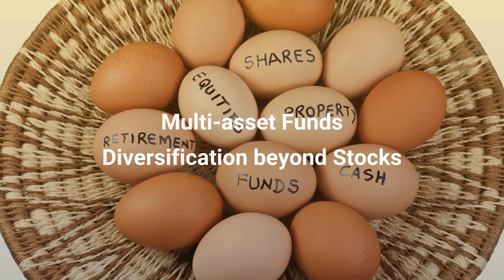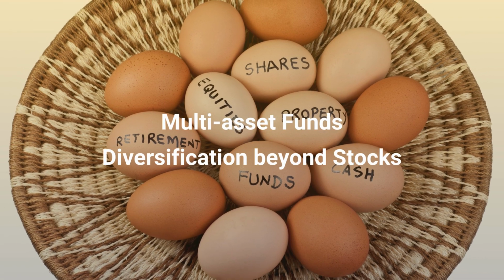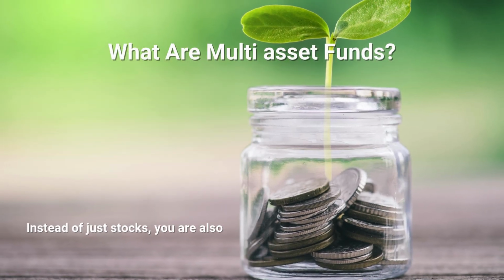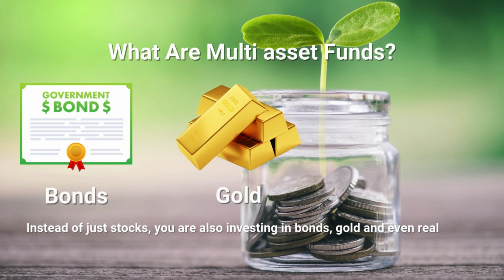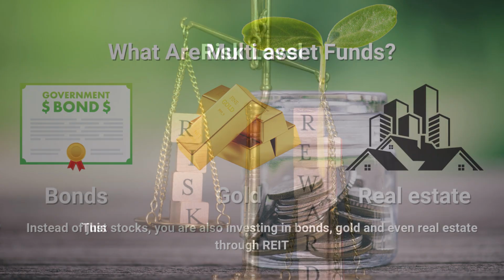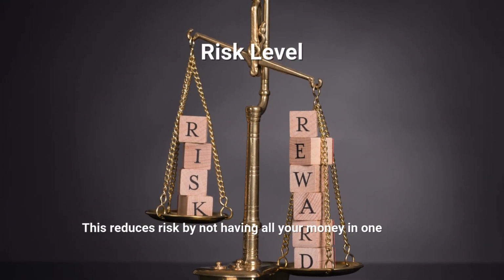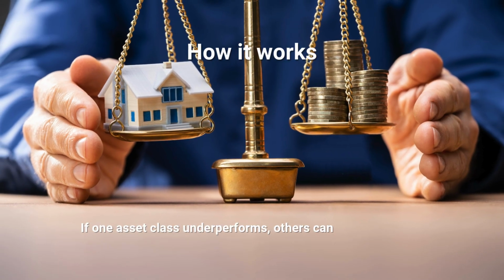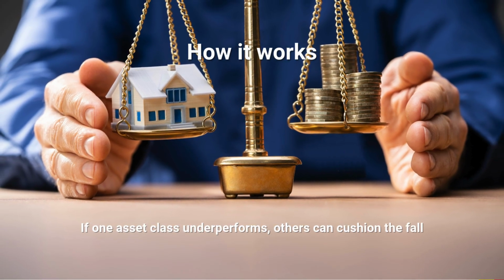Next up, we have multi-asset funds, which spread investments across different asset classes. Instead of just stocks, you are also investing in bonds, gold, and even real estate through REIT. This reduces risk by not having all your money in one place. If one asset class underperforms, others can cushion the fall.